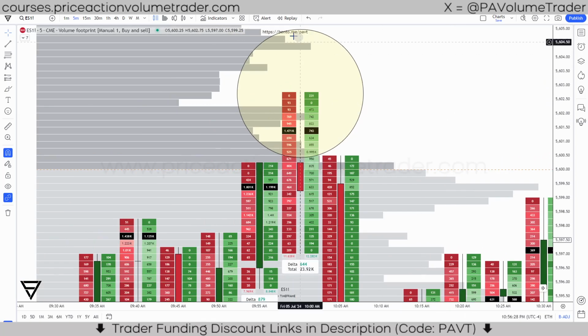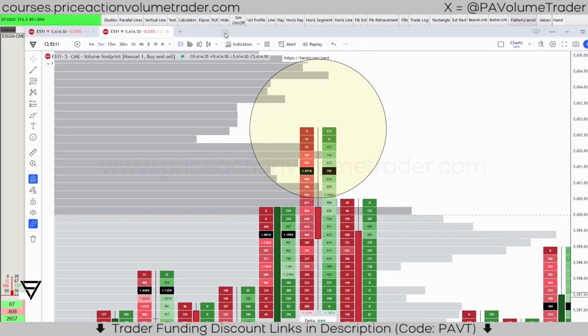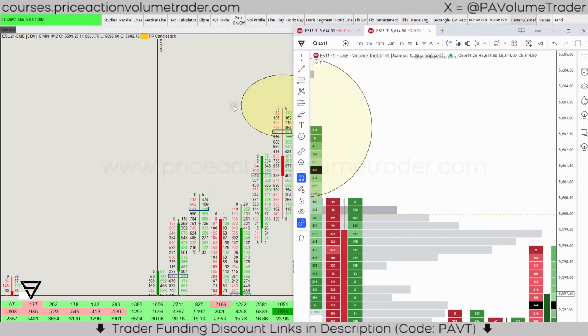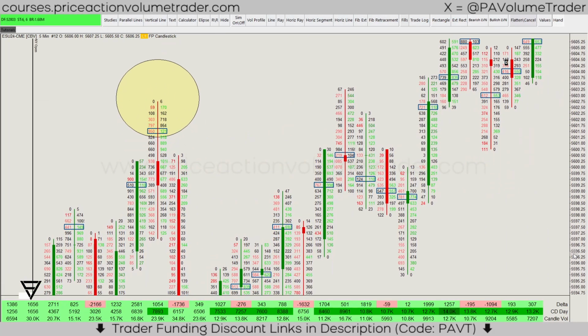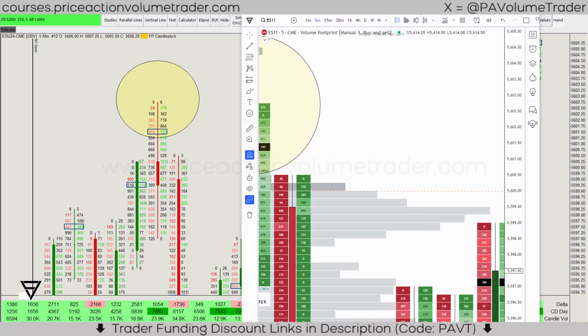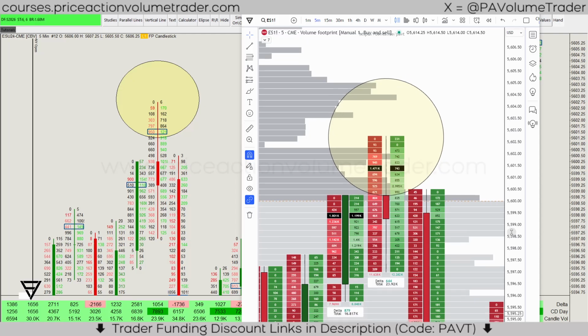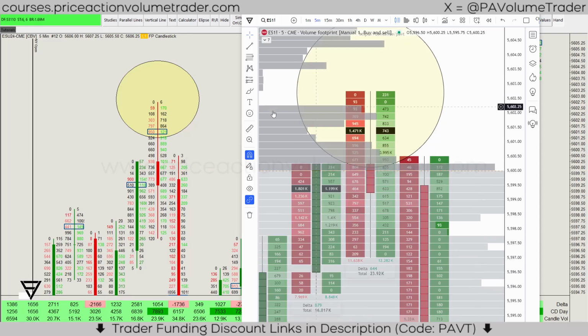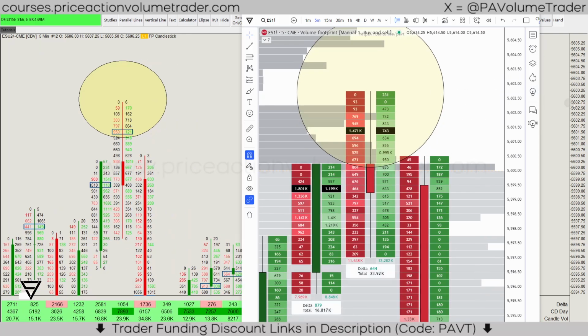So as you can see, let me try to put this side by side. Let me just resize this window just so we can see the numbers side by side. Okay, so you can see right there this same candle, and you can see the numbers are totally different, but yet the point of control, we have it at the same level. Right over here, this is the point of control of the candlestick.